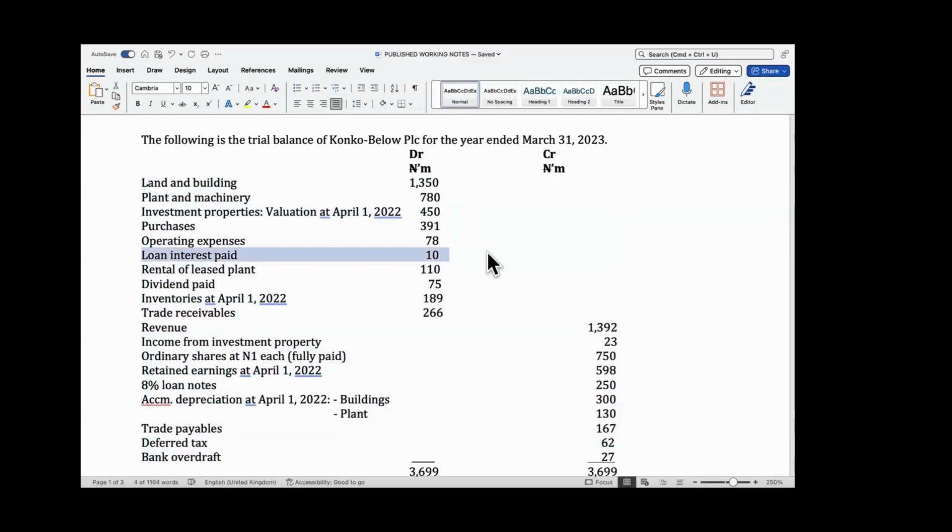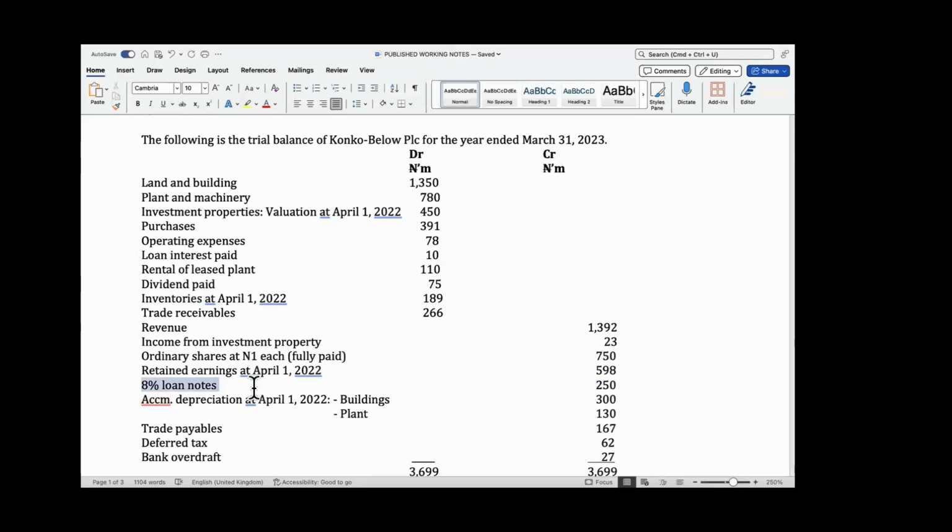Anytime I see interest in the trial balance, I always know that it is interest paid. And what I want to check immediately against that is the loan note itself, because interest will have been paid on a loan note. So in checking my trial balance, I always check the loan and the interest, and see whether they match. I will just do 0.08 times 250, and I saw that it was giving me 20.